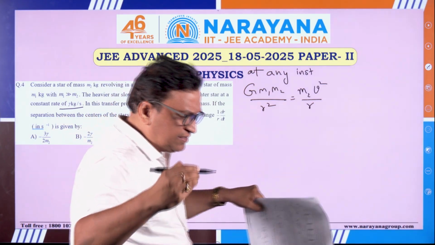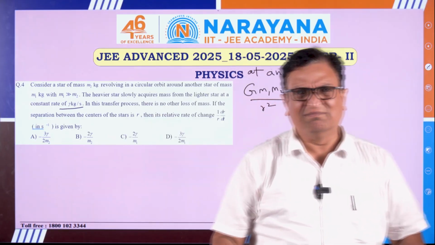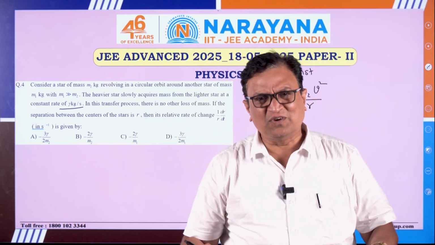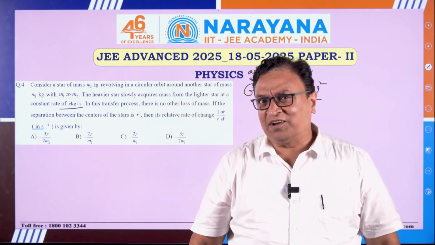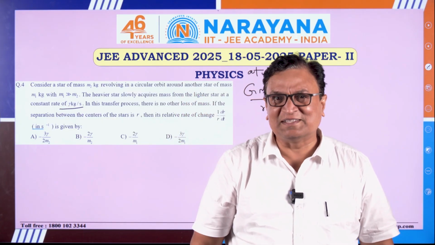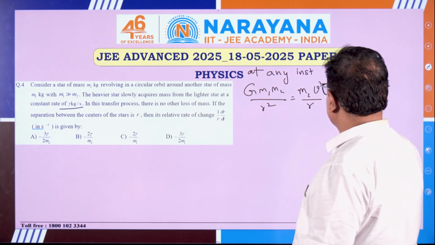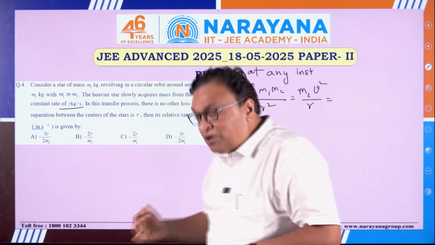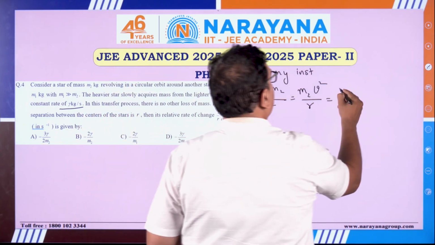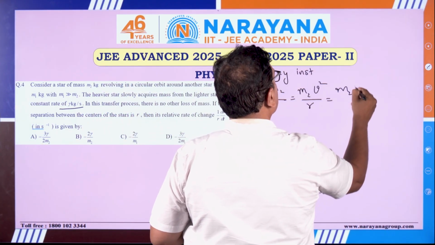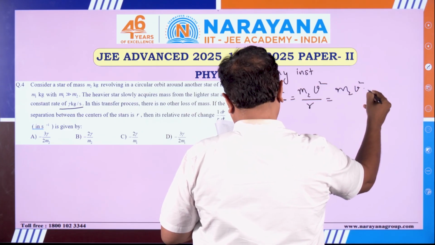And remember, this is a central force system. Gravitational force is a central force system. Under the influence of central force, angular momentum is conserved. So therefore, I am converting this into an angular momentum term. So that allows me m2 v square r square.